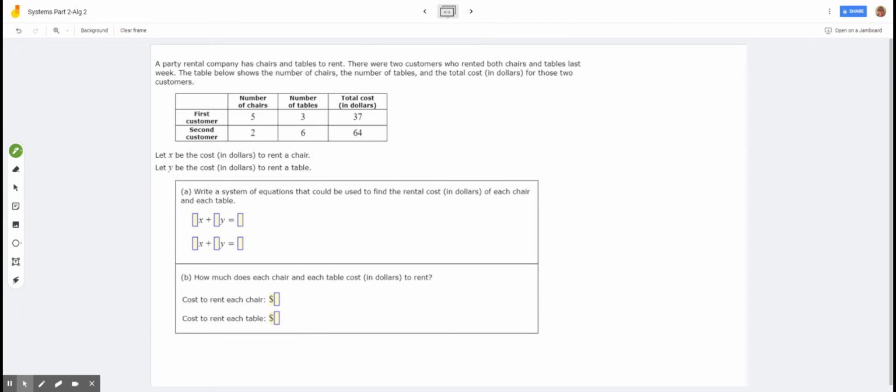So I don't have a title on this one. Again, it's just a word problem. It's about pulling the information from a table and writing an equation. A party rental company has chairs and tables to rent. There were 2 customers who rented both chairs and tables last week. The table below shows the number of chairs, the number of tables, and the total cost for those 2 customers. So here's your first customer and second customer.